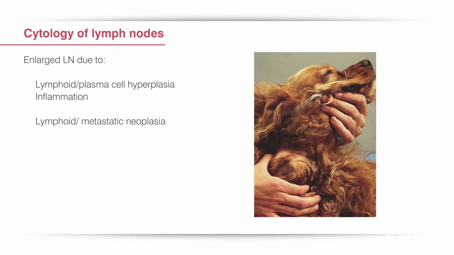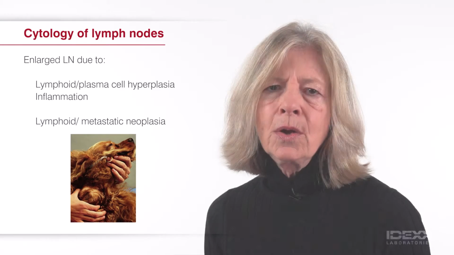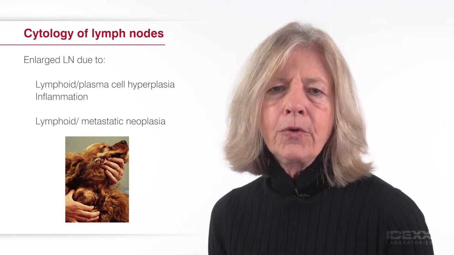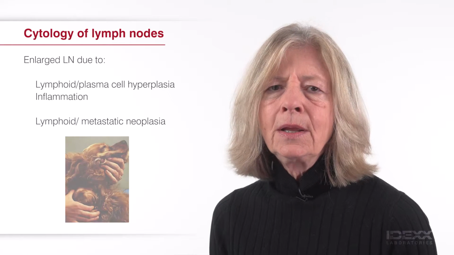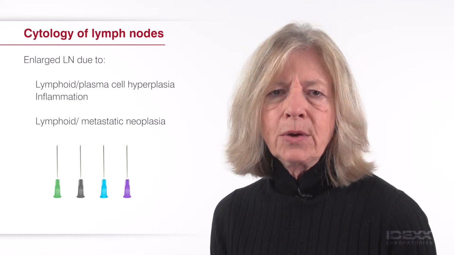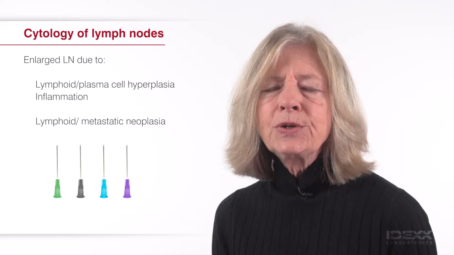Enlarged peripheral lymph nodes occur with lymphoid and plasma cell hyperplasia, inflammation, or lymphoid or metastatic neoplasia. Although cytology of lymph nodes often provides an accurate diagnosis, in some cases biopsy, immunophenotyping, or clonality testing may be helpful for further evaluation.